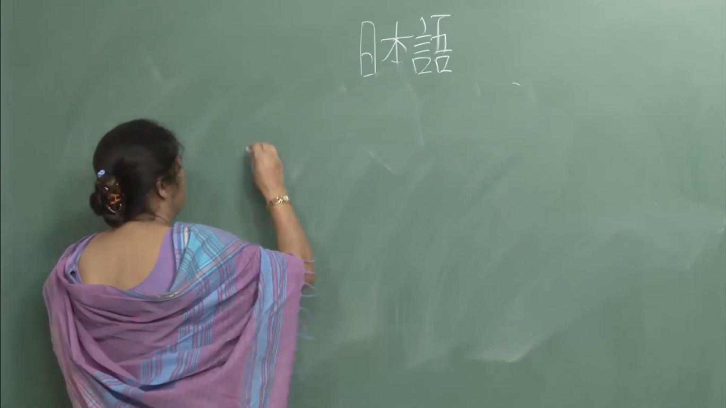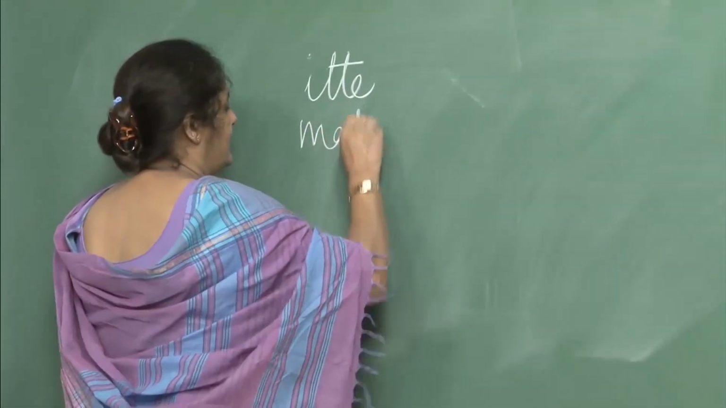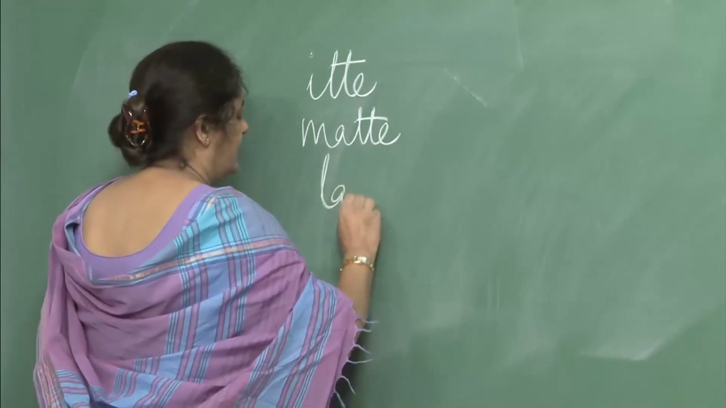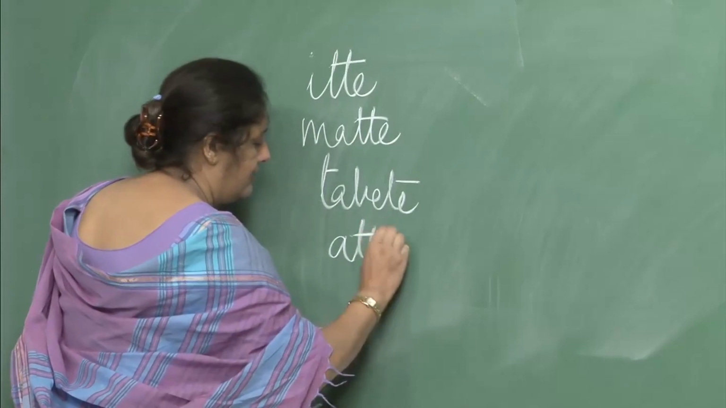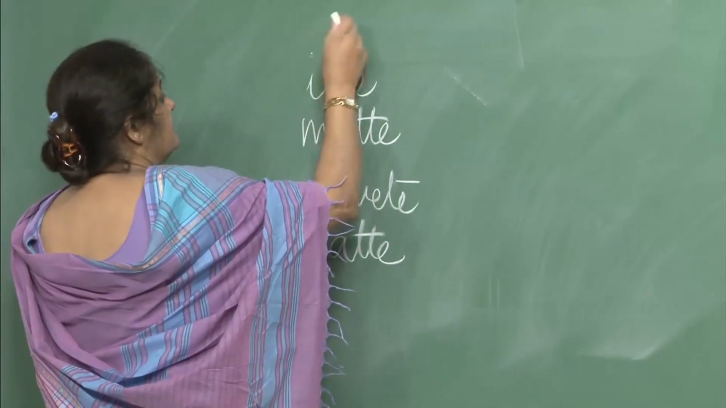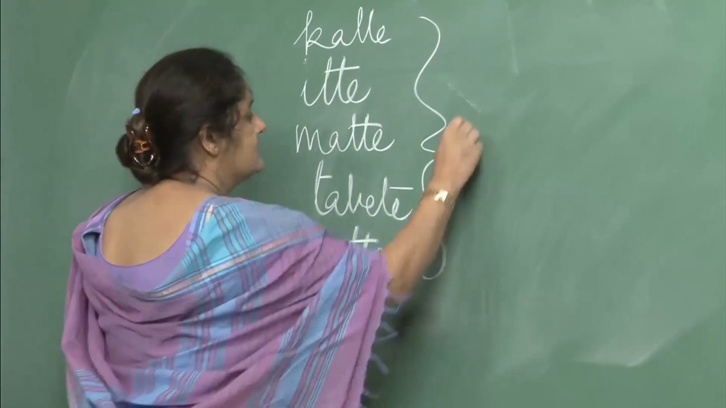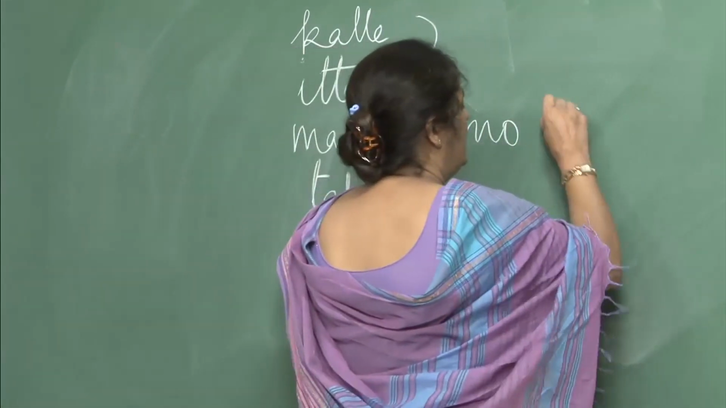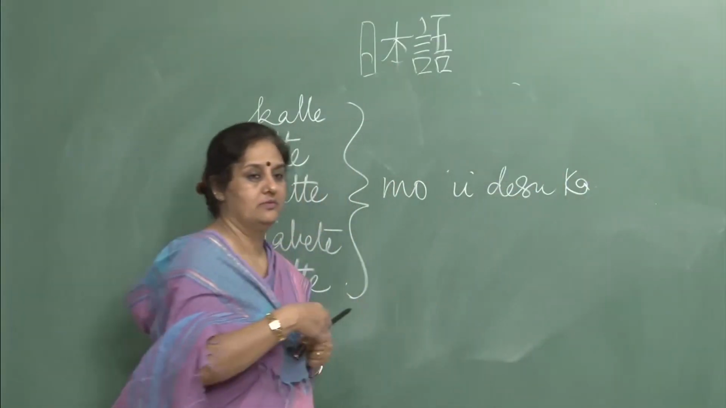Verb in te form, itte, matte, tabete, atte, katte, plus mo, ii, desu ka is what we want to practice.